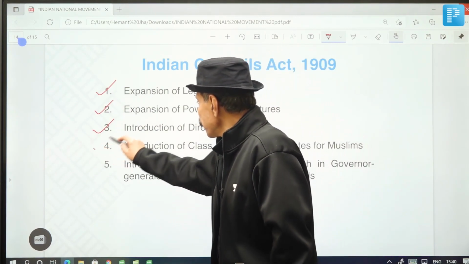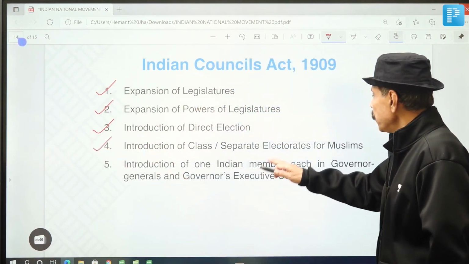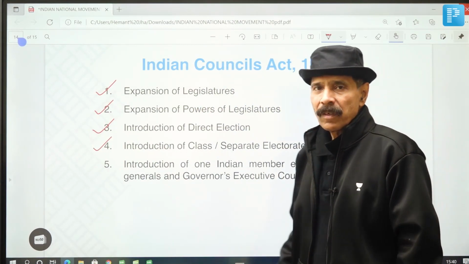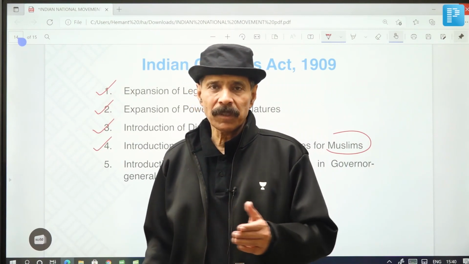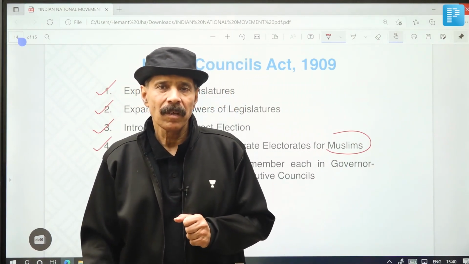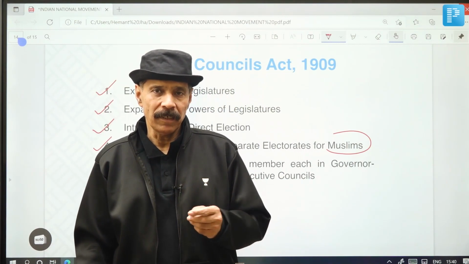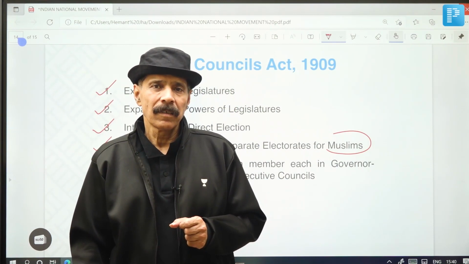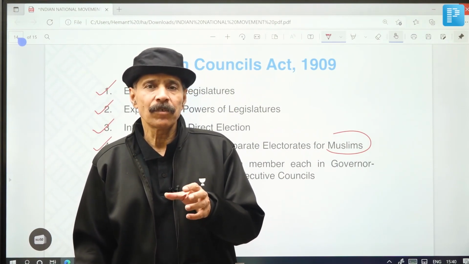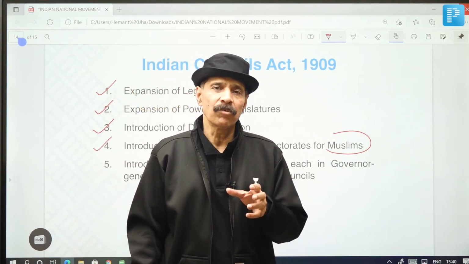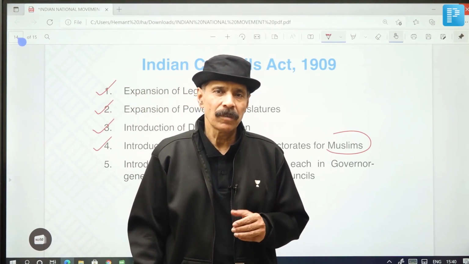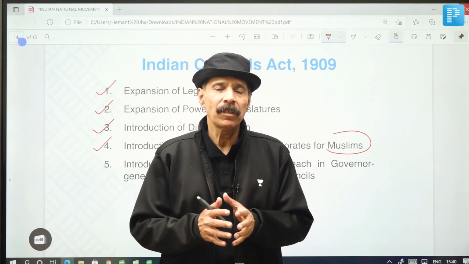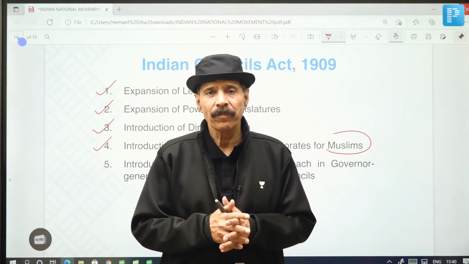Next is introduction of class/separate electorates for Muslims. This was an official support to Muslim separatism. Muslim League was already founded in 1906. And the foundation of League claiming to represent the interest of Muslims was, in a sense, separatist move. And Britishers believed in the policy of divide and rule.